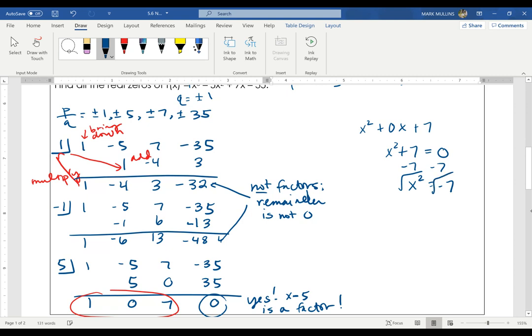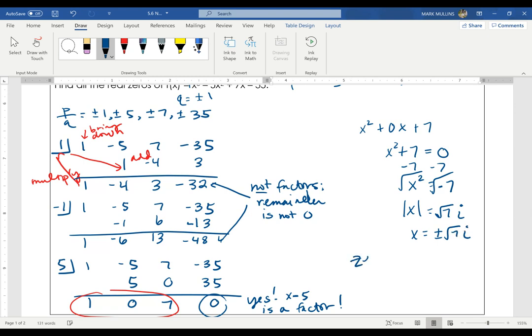So I'm going to take the square root on both sides. Normally I would say, oh, can't take the square root of negative 7, but now we're going to say it's the square root of 7 times i. On the other side, I have absolute value of x. So this means x is going to equal plus or minus the square root of 7 i.